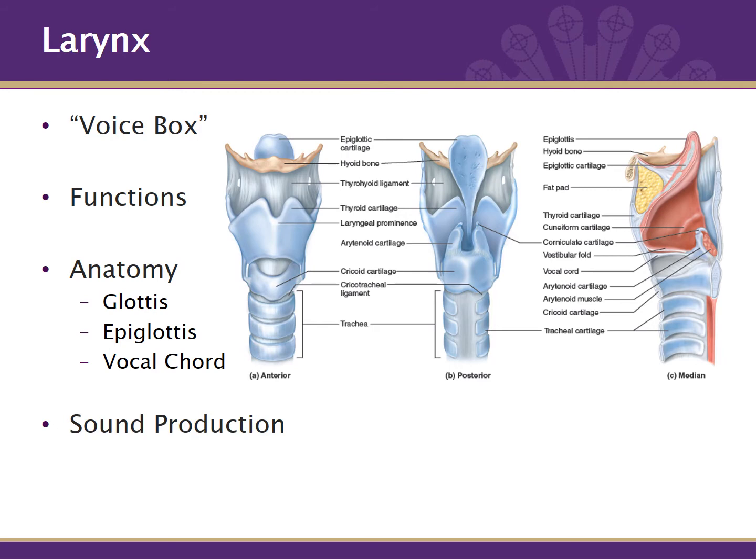There are a few other structures within the larynx. The glottis is the opening and has vocal cords. The epiglottis is at the superior opening to the larynx. It is a cartilage that closes over the glottis so that food does not get into the trachea when swallowing.